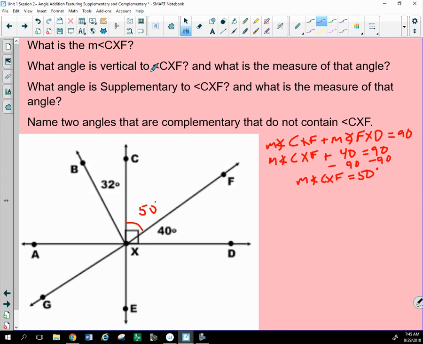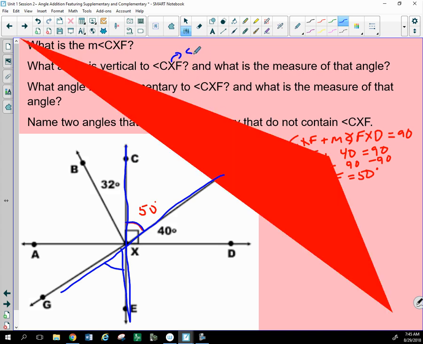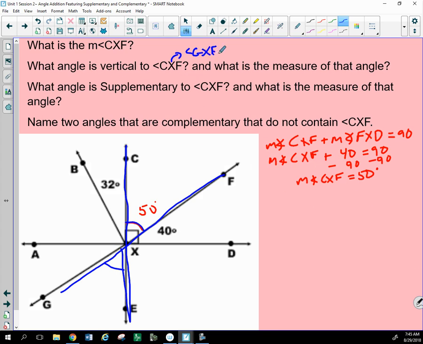Then what angle is vertical to CXF? All right, so vertical angles, remember, are made up by straight lines. So here is one of the sides that makes up CXF. The other side is this guy right here. And so you will notice that the angle that is made by the two lines that I'm crossing would be this angle down here. So the vertical angle to CXF is the angle GXE. And then what is the measure of that angle? Well, if they are vertical angles, then the measure of that angle would have to be 50 degrees as well.